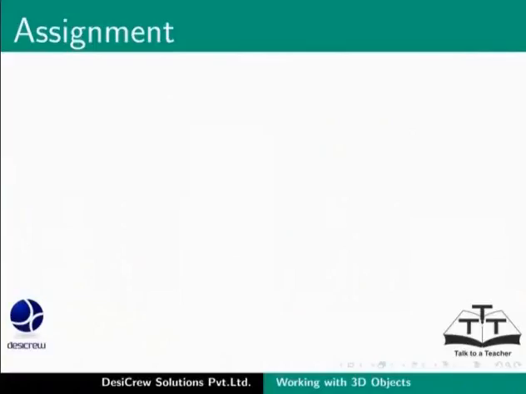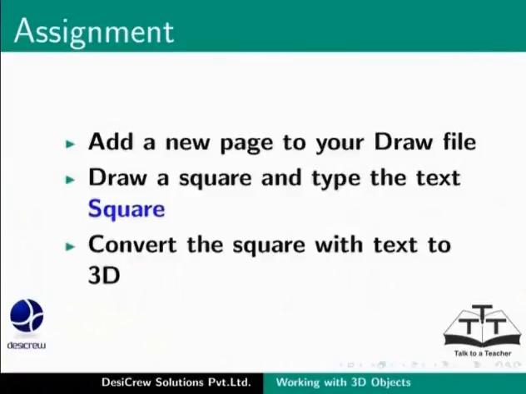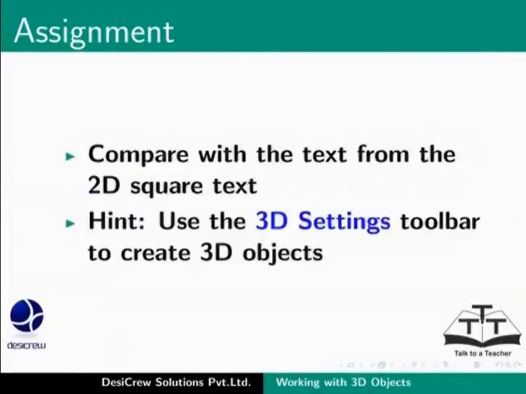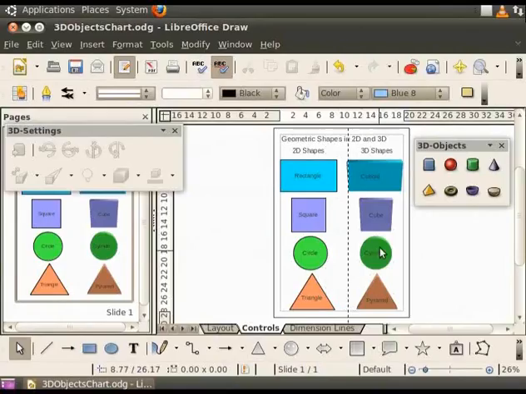Pause this tutorial and do this assignment. Add a new page to the draw file. Draw a square and type the text square. Convert the square with text to 3D. Compare with the text form of the 2D square text. Hint: use the 3D settings toolbar to create 3D objects. Draw also provides ready-made 3D shapes. You can insert these shapes using the 3D Objects toolbar.